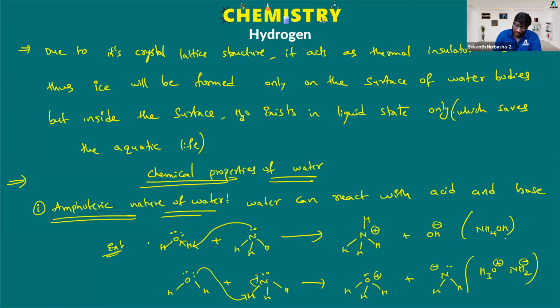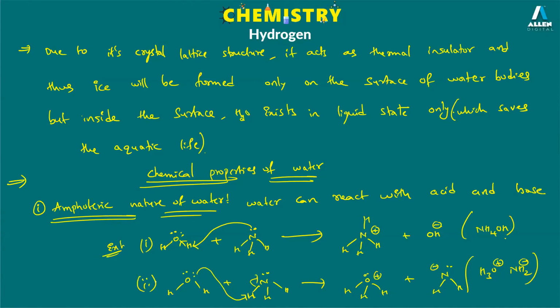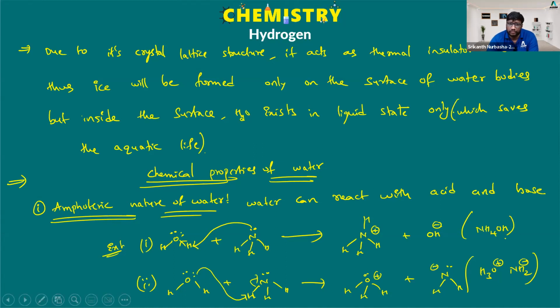Which is stable? Like which reaction is correct? First one. Why can't the second one? Water will be reacting with ammonia. If you look at the reaction of water with ammonia, in the first reaction, what have I written? The lone pair of electrons present on nitrogen is picking up the proton to form NH4+ and OH-. In the second reaction, what have you written? Water reacts with ammonia, the lone pair of electrons on oxygen picks up the proton forming H3O+ and NH2-. Which reaction is correct?